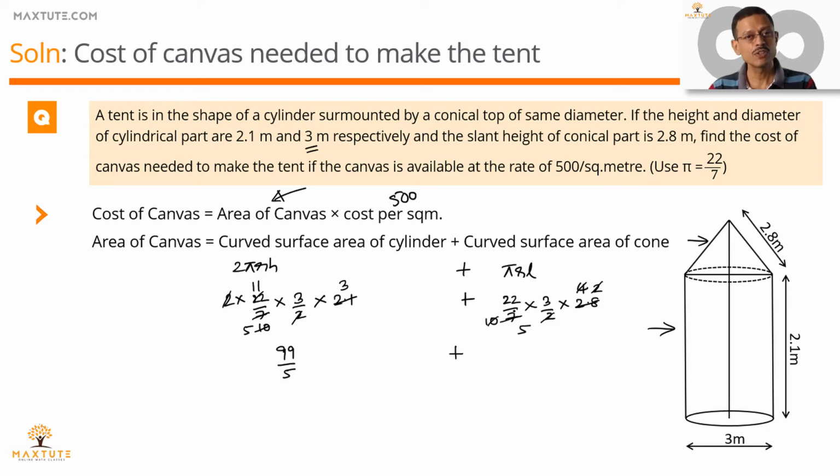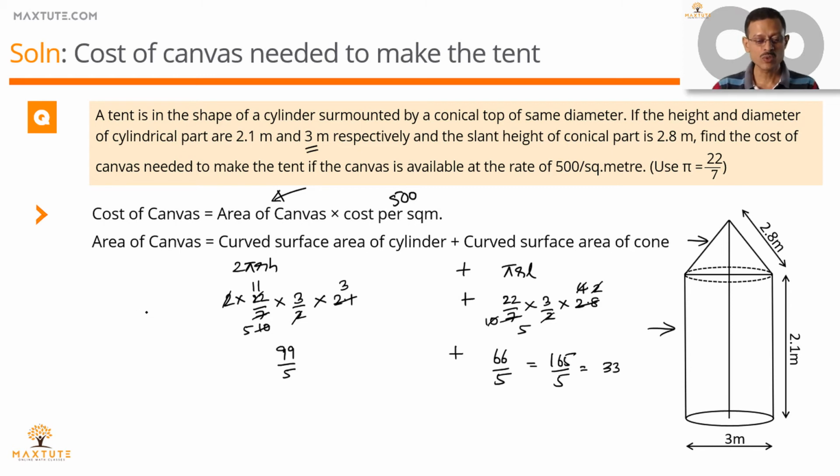So what do we have here? 22 into 3, which is 66, divided by 5. This is the curved surface area of the cone. So the area of the canvas used is the sum of these two, which is 99 plus 66, equal to 165 by 5, which is 33 square meters. Because the cost per unit is 500 rupees, the total cost of canvas required is 33 into 500. Let's do that in the next slide.